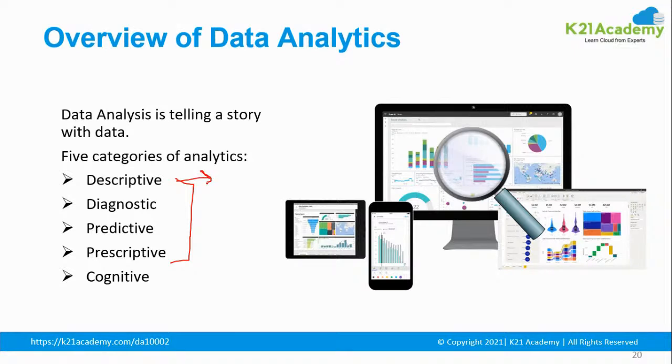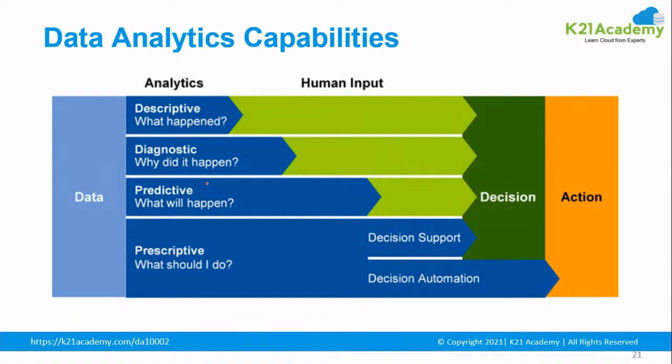When we go for descriptive, you can see we simply define the question and answer: what happened in my business. This is one of the first categories of data analytics. With descriptive, we can summarize raw data from multiple sources, extract meaningful insight, and draw interpretation of past events, right?